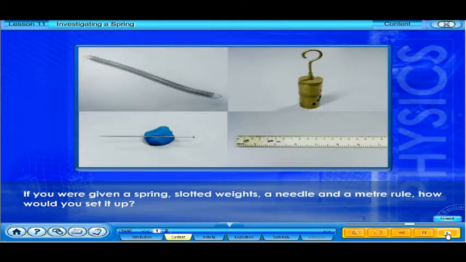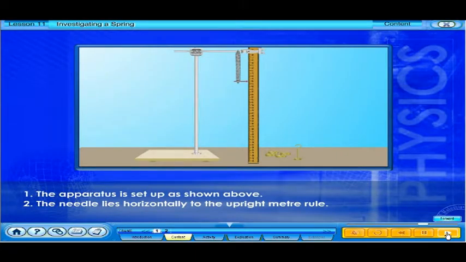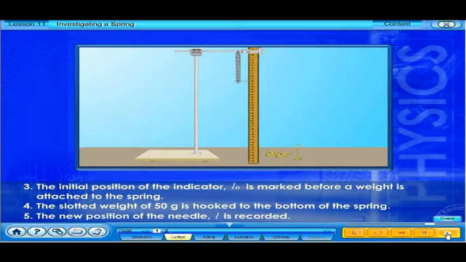If you were given a spring, slotted weights, a needle and a meter ruler, how would you set it up? How will you carry out your experiment? Procedure. The apparatus is set up as shown above. The needle lies horizontally to the upright meter rule. The initial position of the indicator, L0, is marked before a weight is attached to the spring.